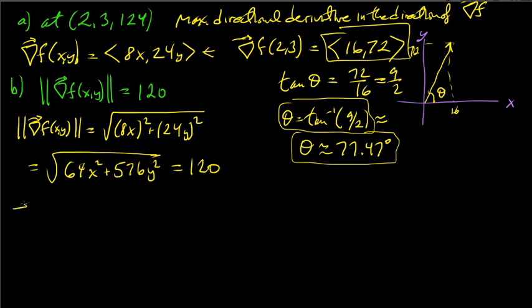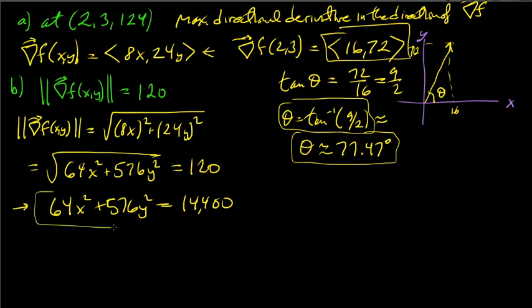Let's start with getting rid of the square root. We can square both sides. No problem there. And 120 times 120, sorry, 14,400. So that's it, right? All points that satisfy this equation here will be the points that have this magnitude of the gradient.